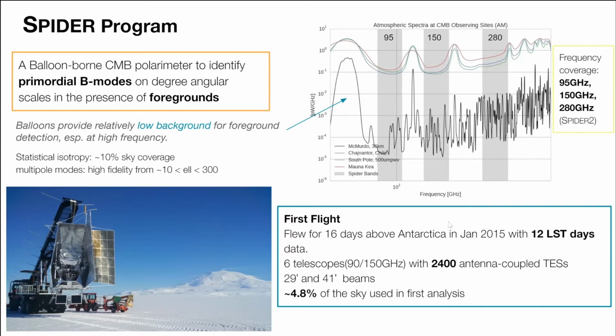SPIDER's first flight was from McMurdo Station, Antarctica, and it flew for 16 days to provide 12 LST days of scientific data. We had 3 90 gigahertz telescopes and 3 150s with 2,400 transition edge sensors. The beam sizes are 29 and 41 arc minutes respectively. In this first round of analysis, 4.8% of the sky was used.